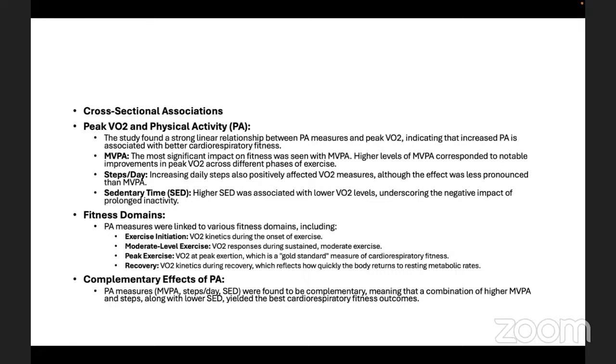In regards to the fitness domains, physical activity measures were linked to various fitness domains, including exercise initiation, moderate level exercise, peak exercise, and recovery. As for the complementary effects, physical activity measures were found to be complementary, meaning that a combination of higher moderate vigorous physical activity and steps, along with lower SED, yielded the best cardiorespiratory fitness outcome. Next.